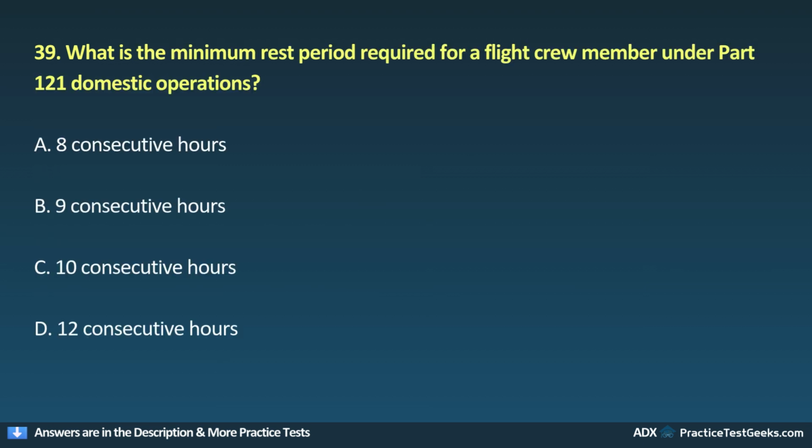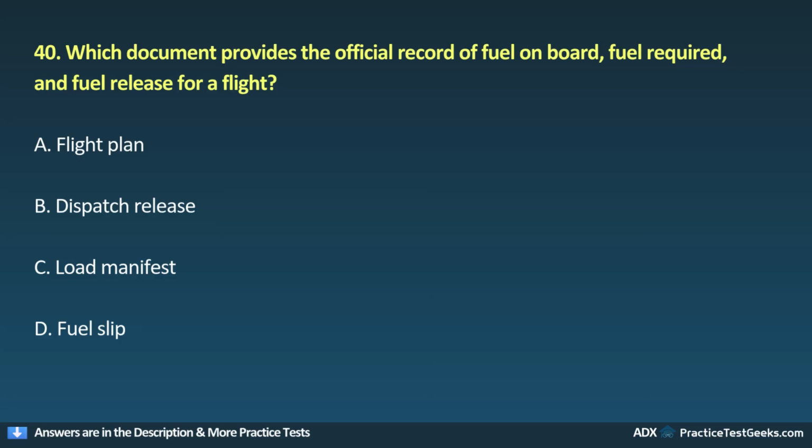39. What is the minimum rest period required for a flight crew member under Part 121 domestic operations? A. 8 consecutive hours. B. 9 consecutive hours. C. 10 consecutive hours. D. 12 consecutive hours.